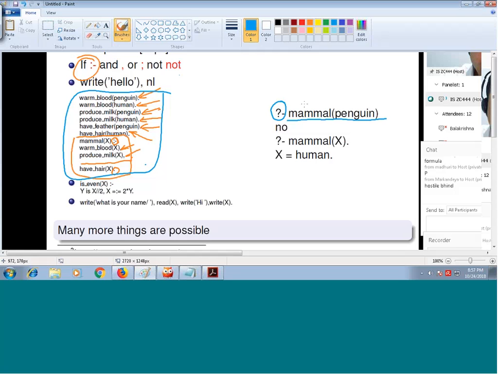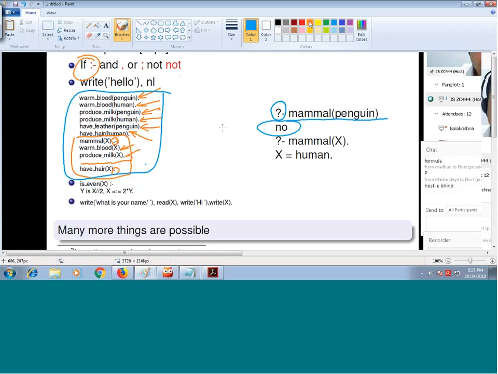So the system by itself would go inside and put that mammal over here and try to see that warm blooded penguin should be there. Yes, it is there. Produce milk, penguin should be there. It is there. Have hair, penguin should be there. Since have hair penguin is not there, it means that it says no. Can you understand this? Very easy. Okay, so you can understand the logic.